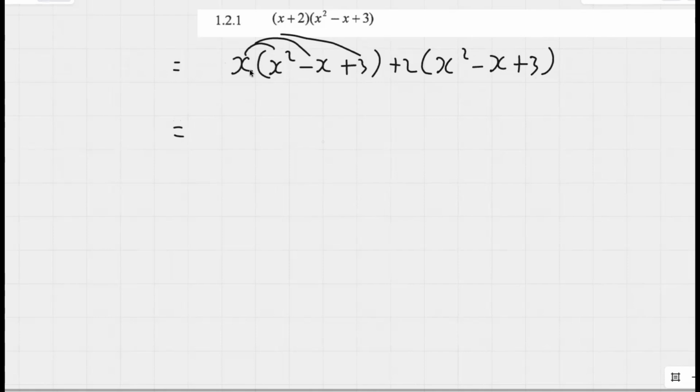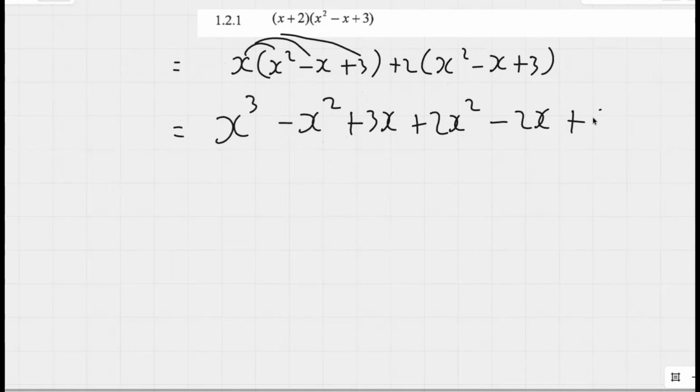Okay. So it's going to be x times x squared. It's going to give us x cubed. x times minus x squared. x times a positive 3 is going to give us a positive 3x. Now we're going to do the same for 2. And 2 times x squared is a positive 2x squared. 2 times a negative x is going to give us negative 2x. And 2 times a positive 3 is going to give us a positive 6.